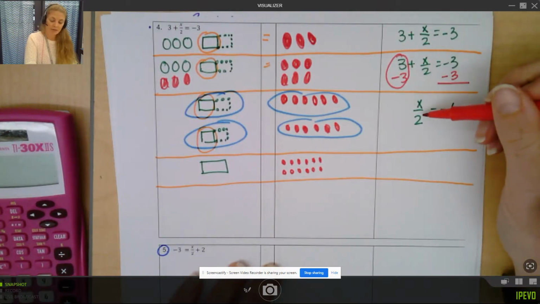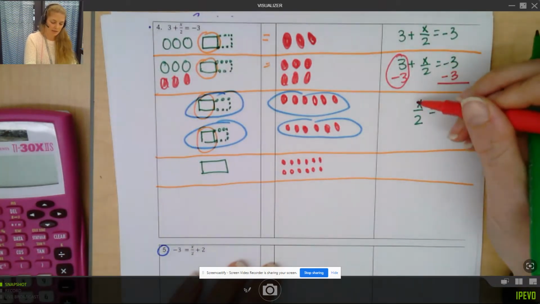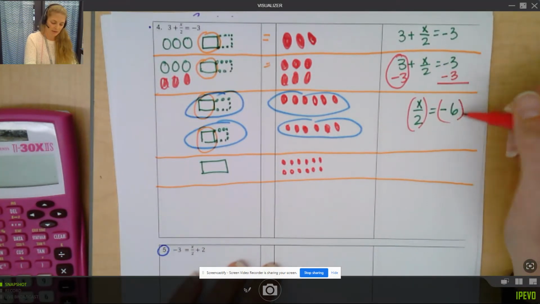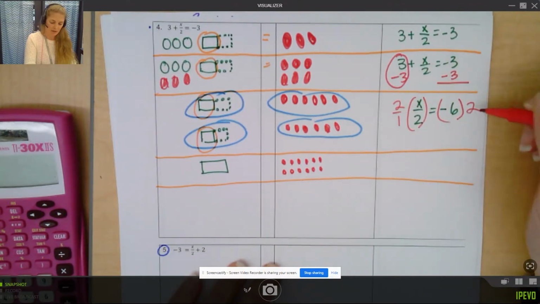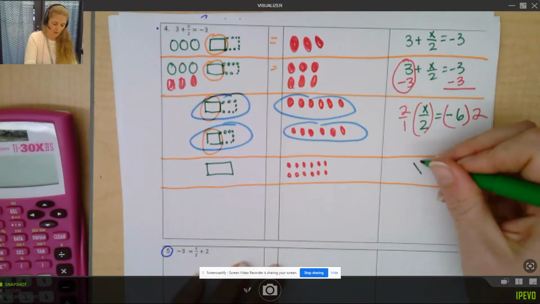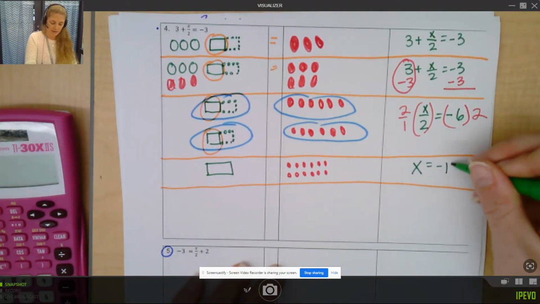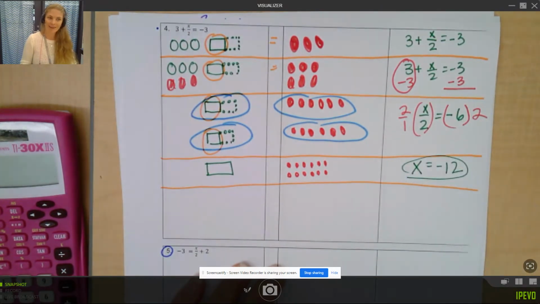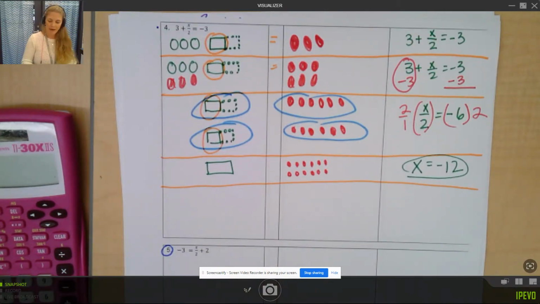We need to undo dividing by 2, which is the opposite of dividing is multiplying. So I'm going to multiply both sides by 2. Notice how these 2's cancel out, and I'm just left with a whole x. 1x, or just x, is equal to -12. Our answers match.